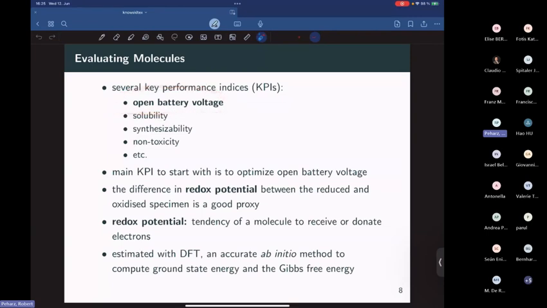The open battery voltage can be well predicted by the so-called redox potential. The redox potential is the tendency of a molecule to receive or donate electrons. We are working with the reduced species, which already has a negative redox potential. We want to minimize this redox potential for this species. And if you give me one molecule, I can relatively accurately predict this redox potential with density functional theory.